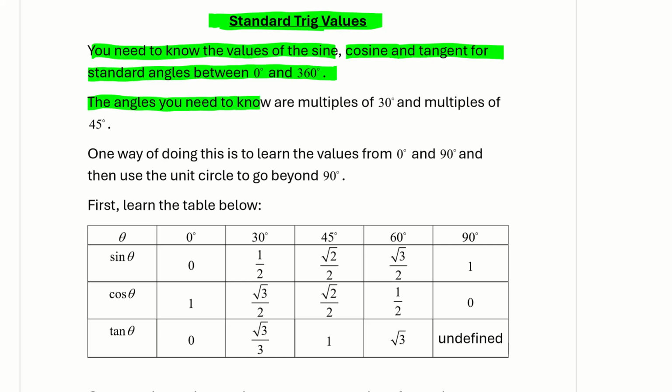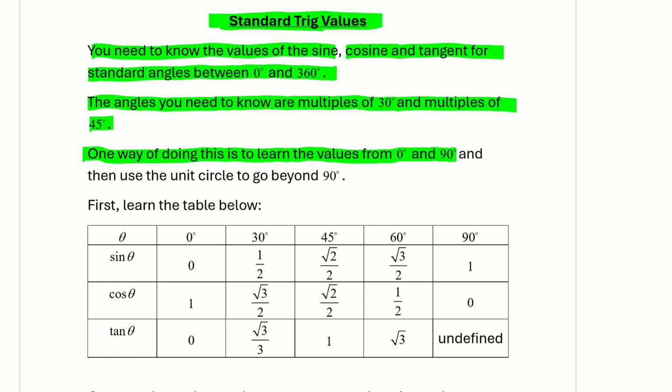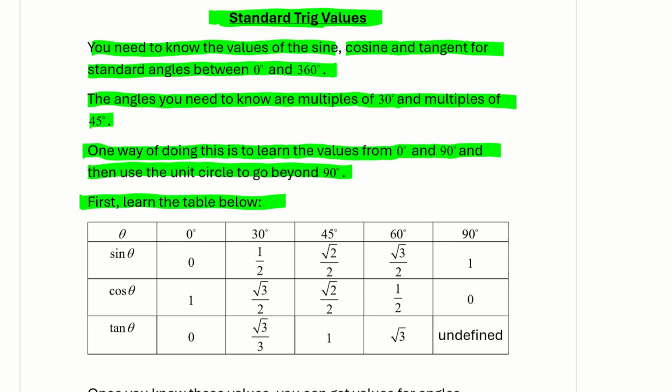The angles you need to know are multiples of 30 degrees and multiples of 45 degrees. One way of doing this is to learn the values from 0 degrees to 90, which are in the table below, and then use the unit circle to go beyond 90 degrees. So first you need to learn the table below.